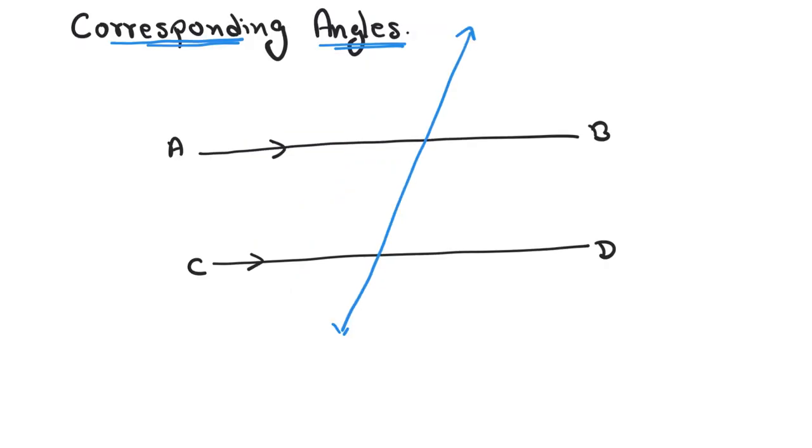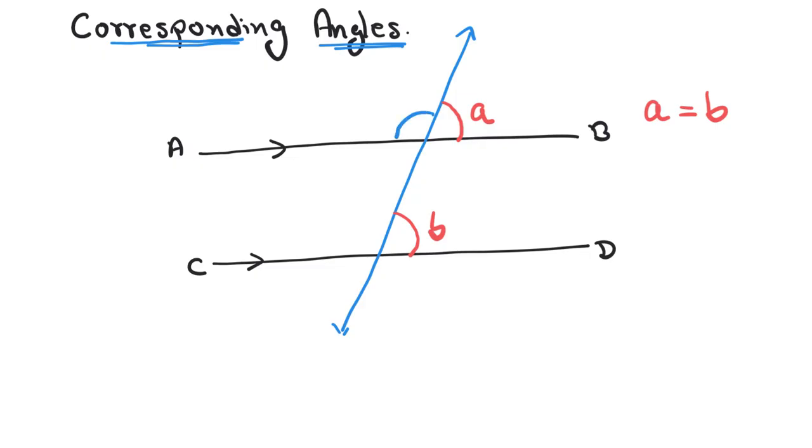Let us understand what are corresponding angles. So AB is parallel to CD, cut by a transversal. And now what are corresponding angles? Observe, this angle and this angle are called corresponding angles. And when the lines are parallel, corresponding angles are equal. So we can say that A is equal to B. Can we figure out more pairs of corresponding angles?